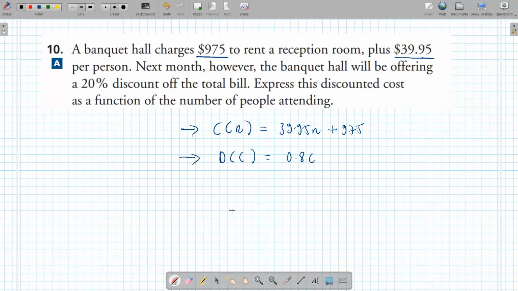The question is asking you to find D of C of n, the discounted cost in terms of the number of people attending. So what will that be here? D of C of n has C on the inside, so that's 39.95n plus 9.75. If D of C is 0.8C, what's D of 39.95n plus 9.75?